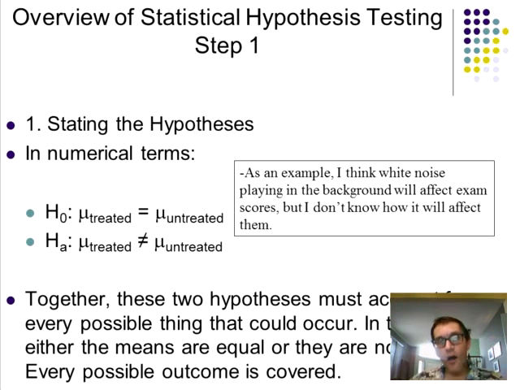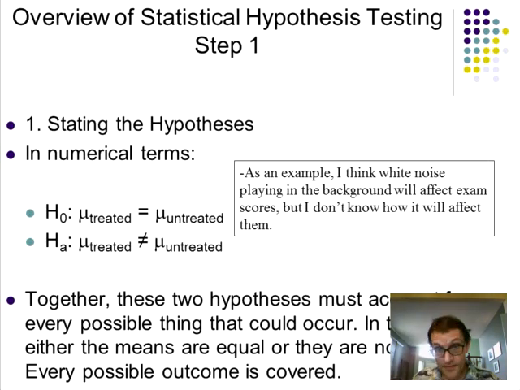Okay? So the null hypothesis says the mu treated equals the mu untreated. What does that mean? The mu untreated equals exam scores with no white noise, and mu treated equals exam scores with white noise. And so the null hypothesis simply says if you add noise, mu treated, then the exam scores will be exactly the same as if you didn't add white noise, mu untreated. Okay? Equal to each other, no difference. The alternative hypothesis is the exact opposite, right?